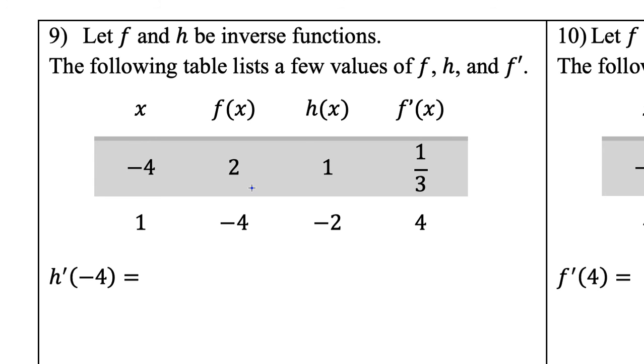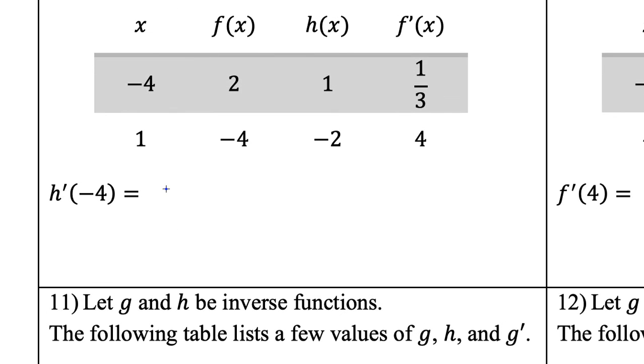For number 9, h of negative 4. Again, it's the same formula over and over again. In terms of f, it's 1 over f prime of h of negative 4. And make that line a little bit longer for Teflon. You're welcome. And then from there, what is h of negative 4? Still extend that line as well.